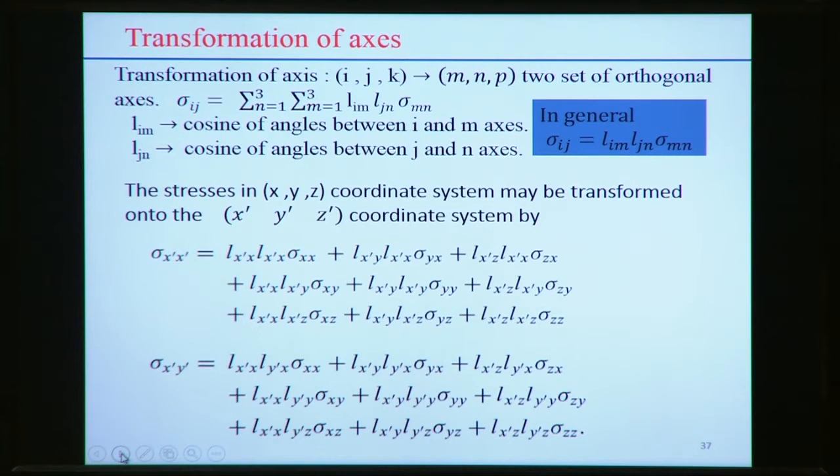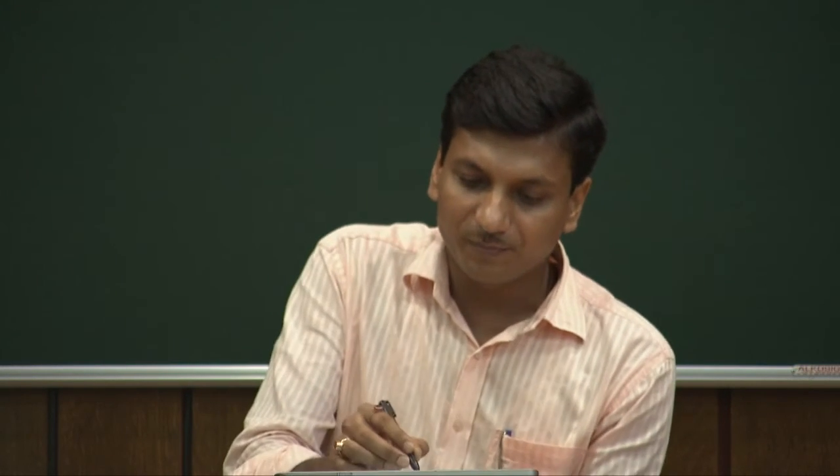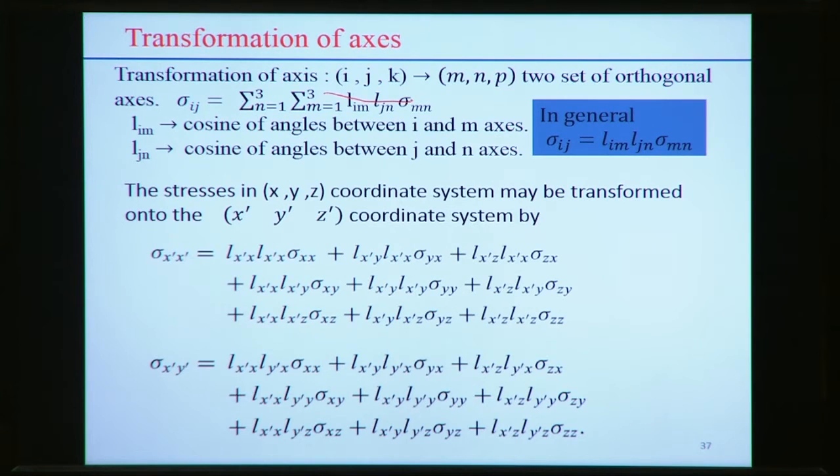Now similar to the two-dimensional analysis, here it is also important to know the transformation of axis. Suppose the state of the stress is defined in one axis system, for example the IJK system, and we would like to transform the state of the stress to another orthogonal set of axes, say for example M, N and P. In that case, sigma ij, the component of the stress, can be represented like this.